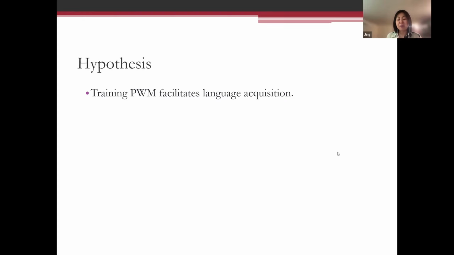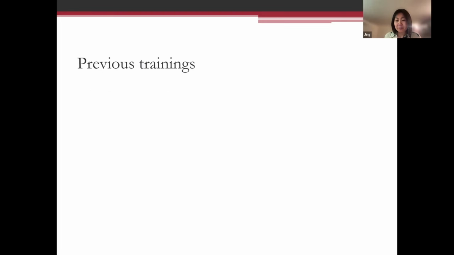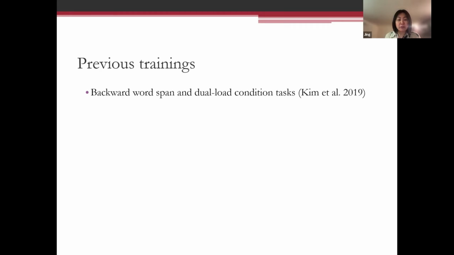So this is a very naive hypothesis, and then we started looking into the literature to see whether previous people have done something similar, and we found some results already. So we can move to the next slide. So far, different colleagues have been using different kinds of methods to train phonological working memory.